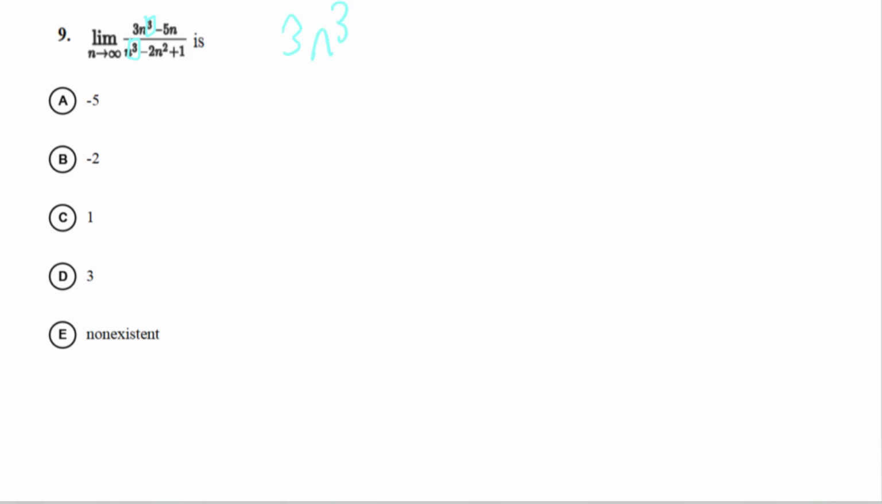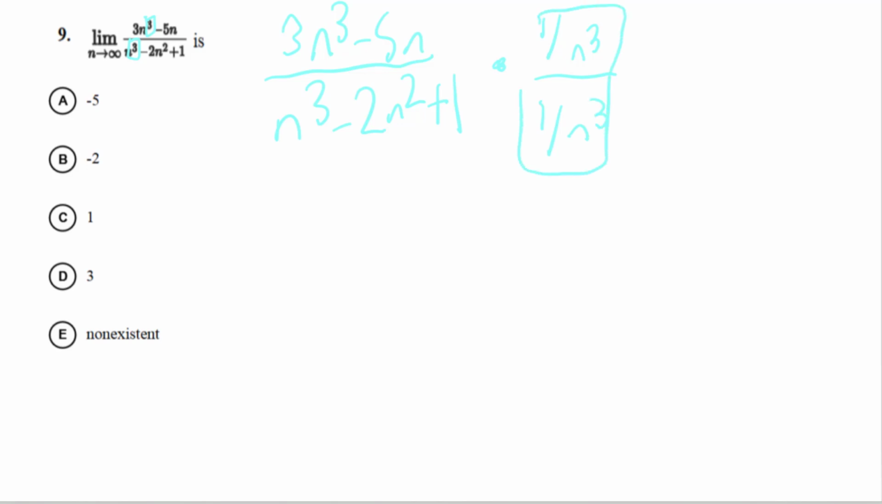So we will get 3n cubed minus 5n all over n cubed minus 2n squared plus 1. And then we'll multiply this by 1 over n cubed on both sides, which is, this whole expression is equal to 1 actually. But that's why we're able to do this. And then we can simplify this.